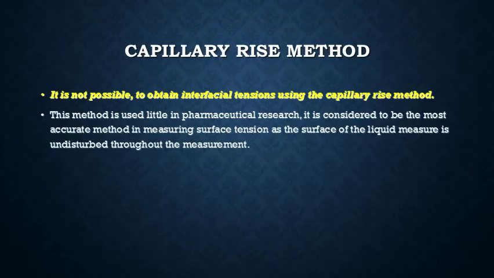So the capillary rise method is considered to be the most accurate method for measuring surface tension, as the surface of the liquid measured is undisturbed throughout the measurement. However, it is used little in pharmaceutical research, and it is also not possible to obtain interfacial tension using this method. We can only measure the surface tension of a pure liquid, but not the interfacial tension.